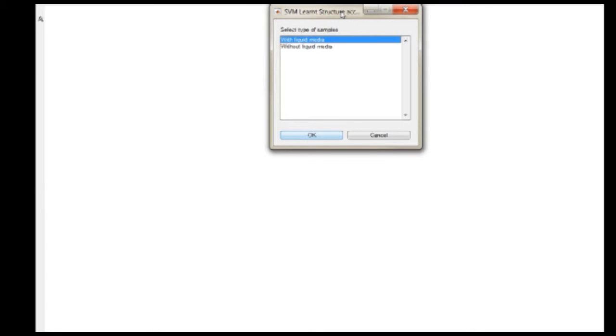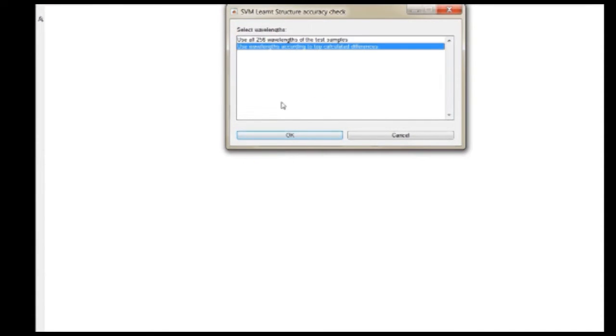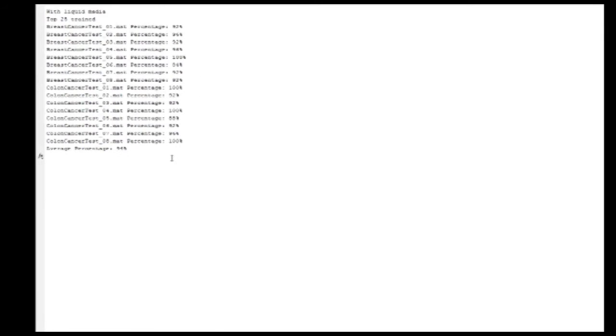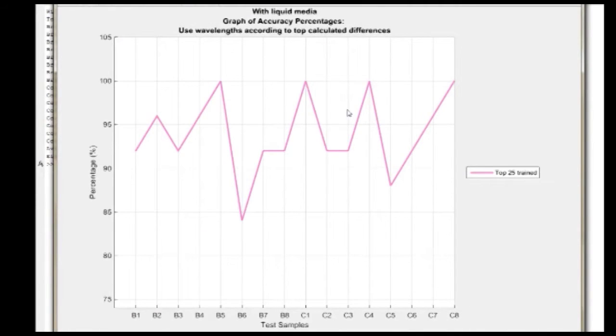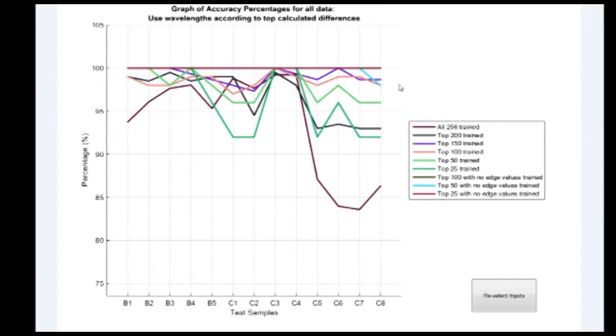In the classification test, a test sample must be chosen, followed by the SVM structure previously created, the spectra for the test, and the type of graph. Each accuracy is given, the average accuracy given at the end, an accuracy plot is given, along with an SVM decision plot. Here is a plot of accuracy tests for no liquid media test samples.